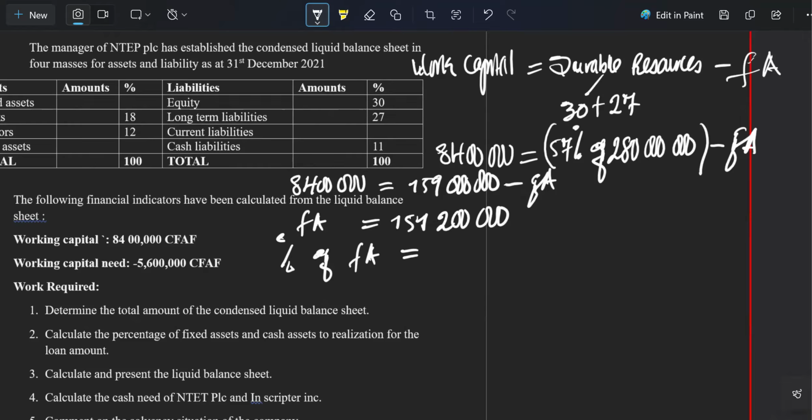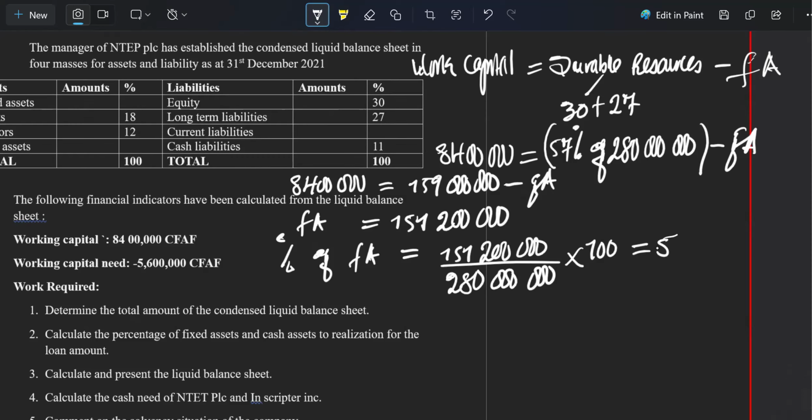So the percentage of fixed assets will be equal to 151,200,000 divided by the total of the balance sheet, 280 million, times 100, since we're looking for the percentage. This will give us 54%. That is good.